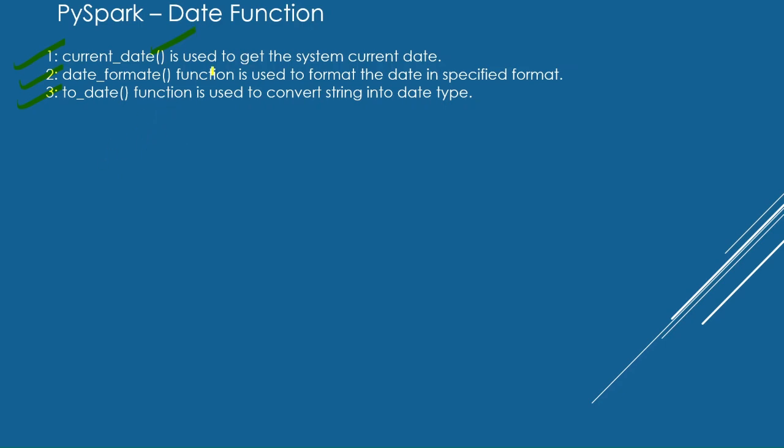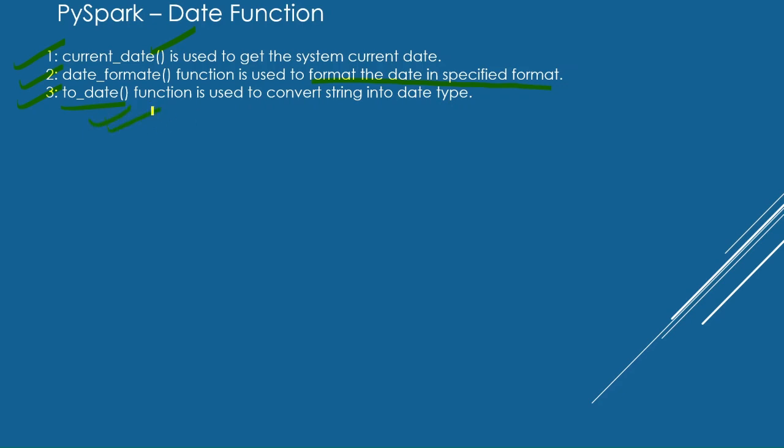The date format function is used to format the date in the specified format. We will look into our exercise how we are going to format the date in a specified format. The toDate function is used to convert a string into date type. So this function is very important.